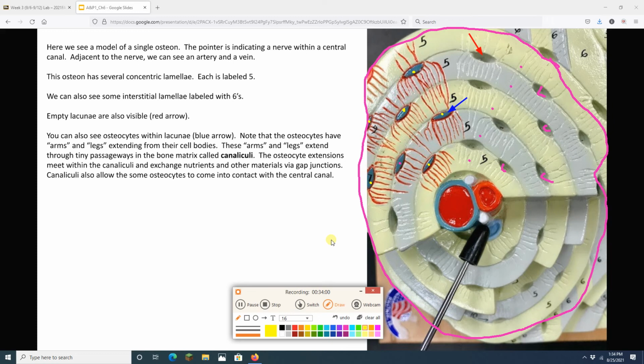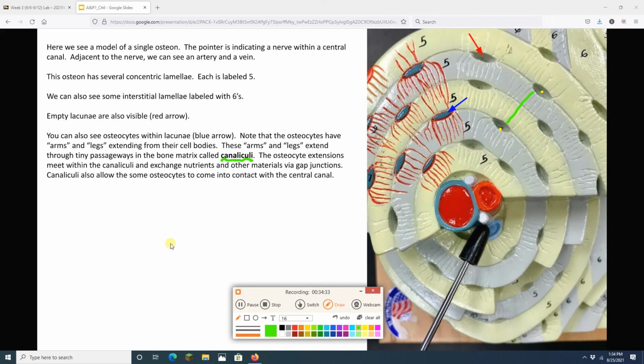And what you'll see, if you look at just one of these empty lacunae, like let's look at this empty lacuna right here. Okay, let's put a yellow dot in it. And let's look at this empty lacuna right here. You can actually see there are these very tiny channels that are connecting the lacunae. These tiny channels, someone thought they were tiny canals, so they are called canaliculi.